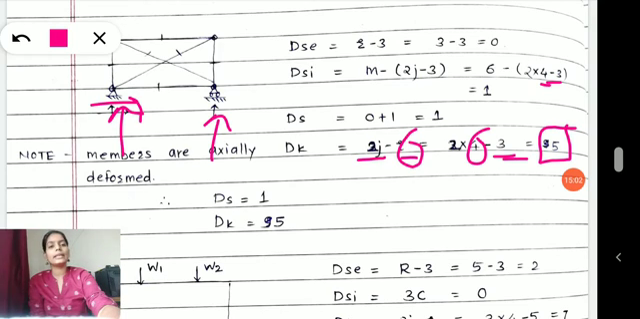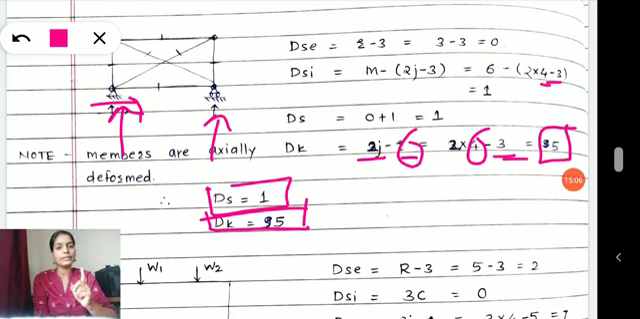Now dk becomes 5, and DS gives us a value of 1. What is it telling us? That my degree of static indeterminacy is 1, but this indeterminacy is caused by the internal members, whereas dk is telling about kinematic indeterminacy, and the degree of kinematic indeterminacy is 5.